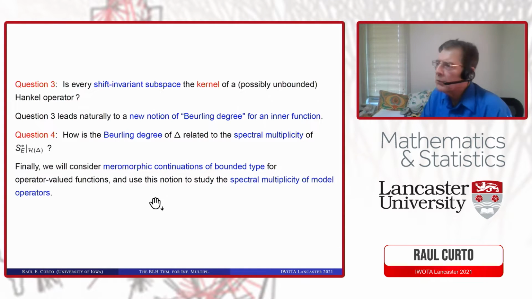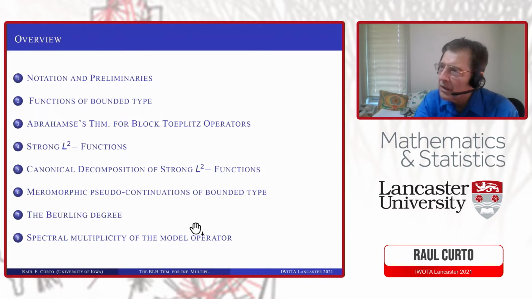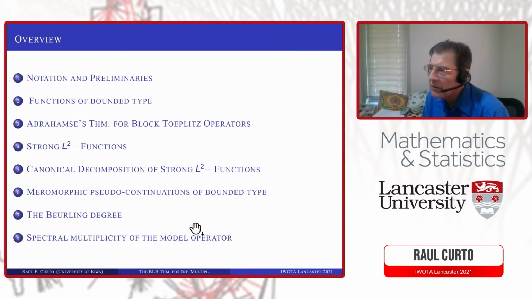And finally, I will say something about meromorphic continuations of bounded type or pseudo continuations for operator valued functions and use this notion to study spectral multiplicity of operator models. So here is an overview of the topics we're going to cover. We're going to first look at functions of bounded type, then Abrahamse's theorem, the notion of strong L2 functions, the canonical decomposition for those, meromorphic pseudo continuations, Beurling degree, and finally, how is the Beurling degree related to spectral multiplicity of the model operator?